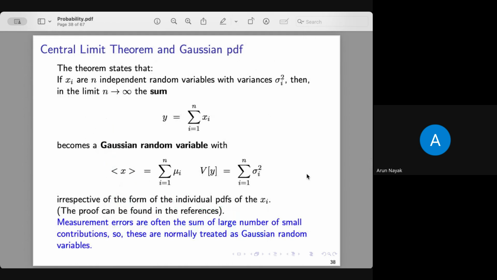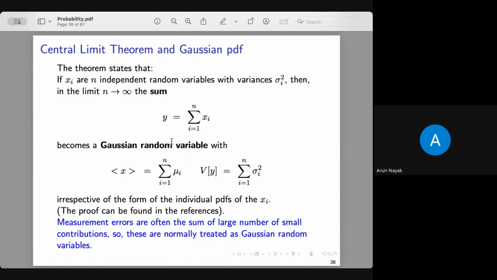Okay. So Gaussian distribution has a relation with the central limit theorem. The central limit theorem states that if you have n independent random variables xi's, with variances sigma i square, then in the limit n tends to infinity, the sum y, which is the sum of xi's, tends to become a Gaussian random variable, irrespective of the distribution of the xi's, irrespective of the PDF of the xi's.